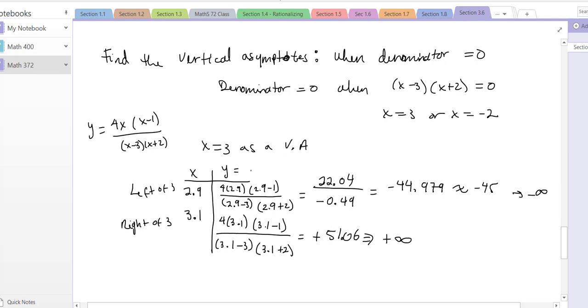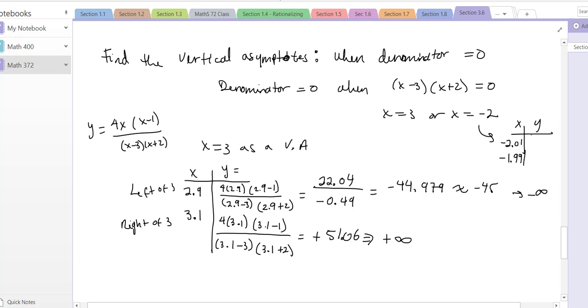So at 3, you're going to have a vertical asymptote, and you can do the same thing for -2. You can do a table of values for this, choosing something to the left of -2, like -2.01, and then something to the right of -2, like -1.99, and then seeing what your y values look like.